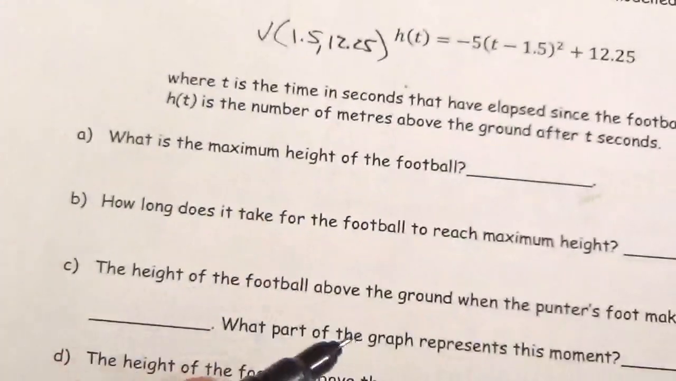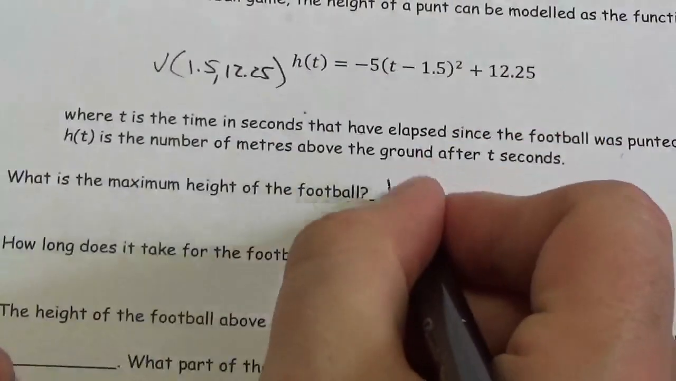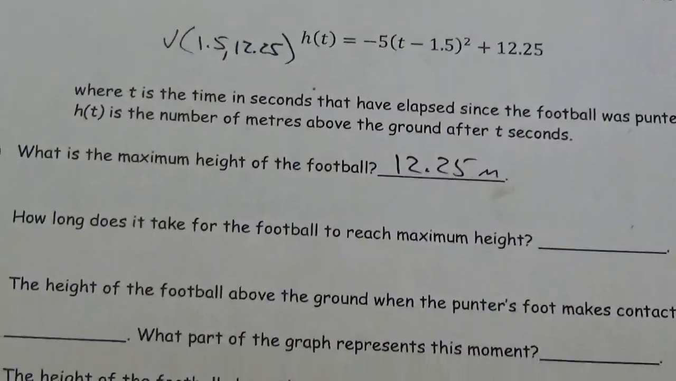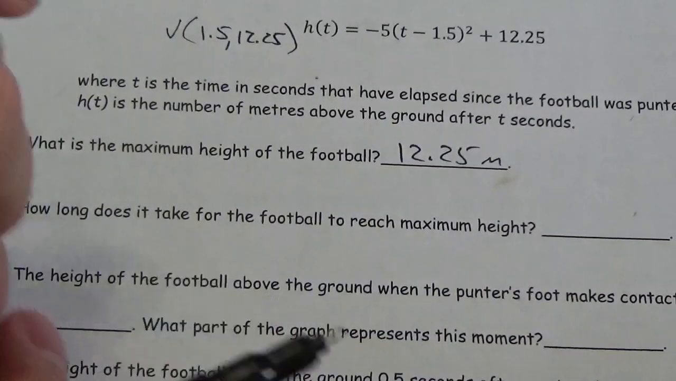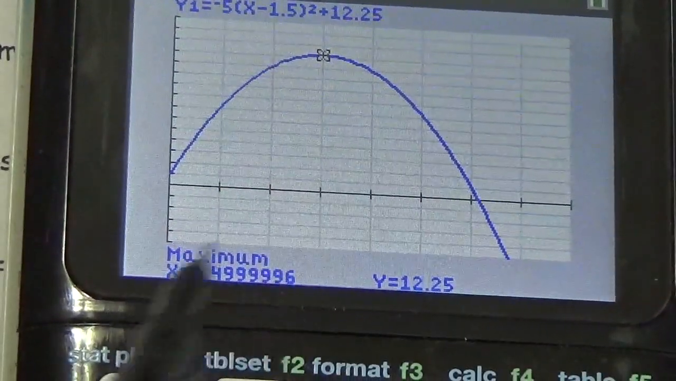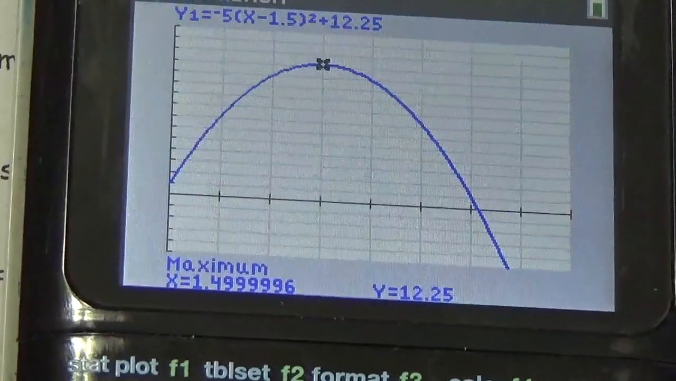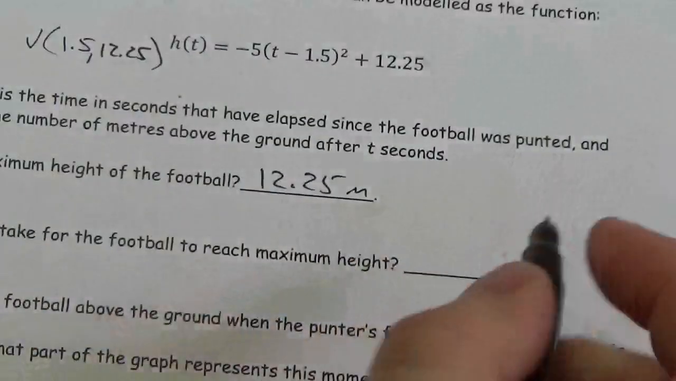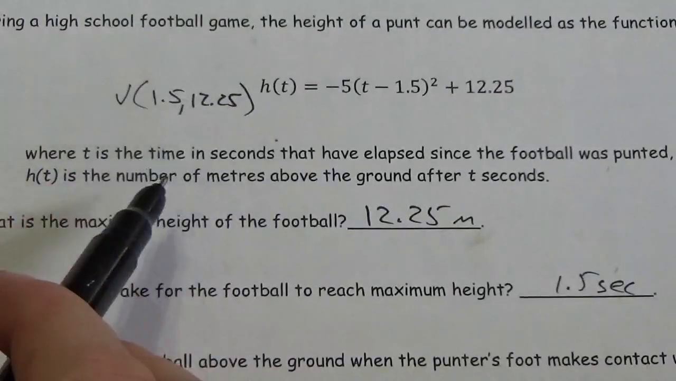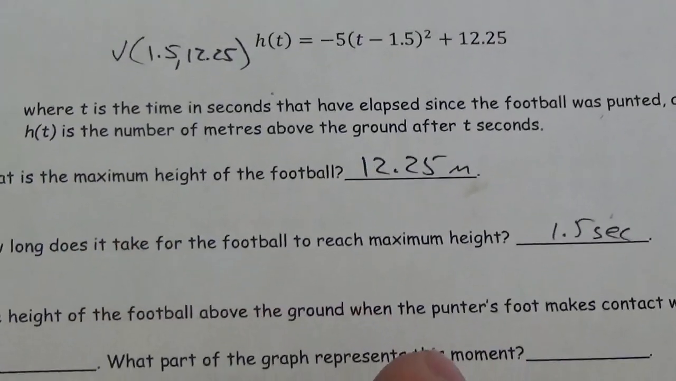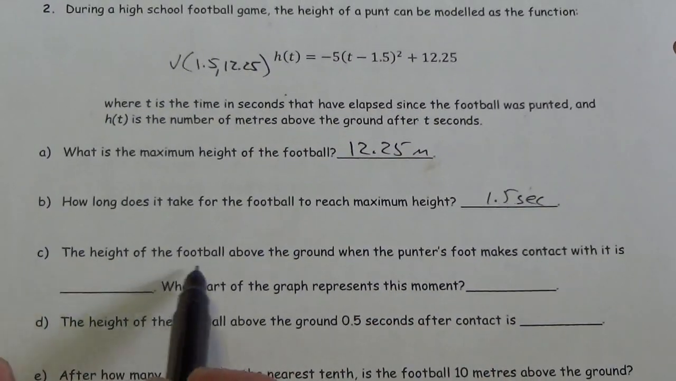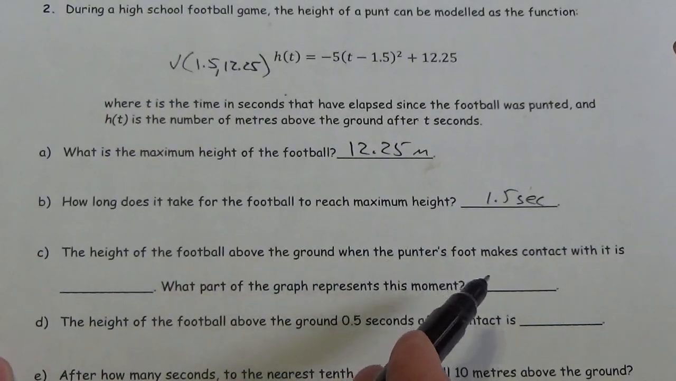Now I knew that. I knew that was going to happen. I didn't even have to graph that, but I wanted to walk through that. So 12.25 meters. Now, how long does it take the football to reach that maximum height? Well, that was the x-coordinate of the vertex, and that is 1.5. 1.5 seconds. And again, I knew that because I knew the vertex. So I didn't really need to do the graphing here, but I wanted to walk through that procedure with you anyway.